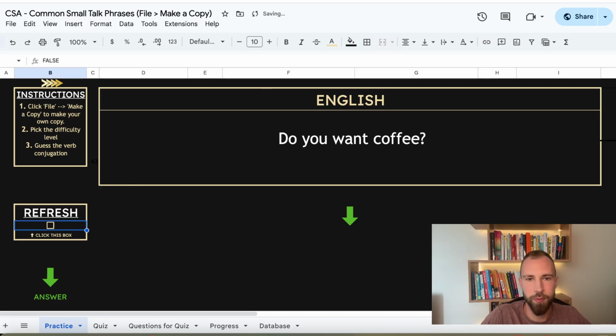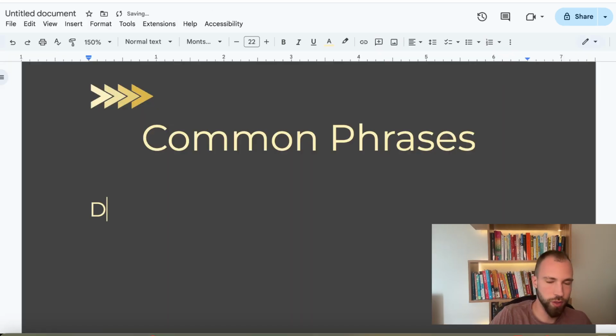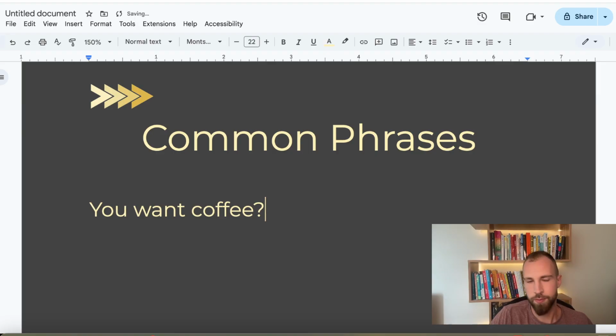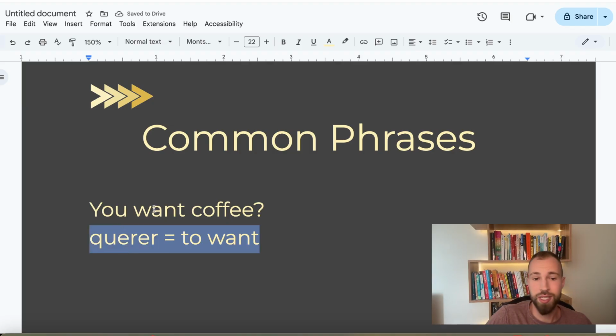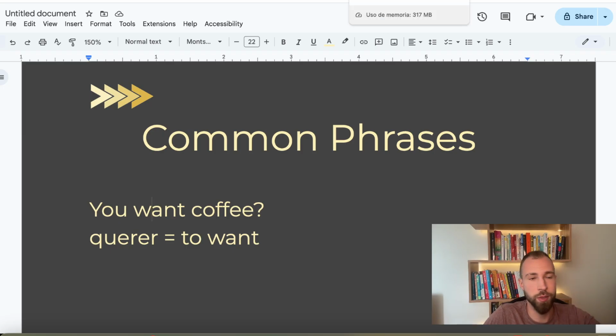Do you want coffee? So do, that question word does not exist in Spanish. So it's really just you want coffee. So querer is to want, you want. This is the present tense, you want. We're not saying you wanted coffee. We're not saying you will want coffee in the future tense. We're saying you want coffee in the present tense.